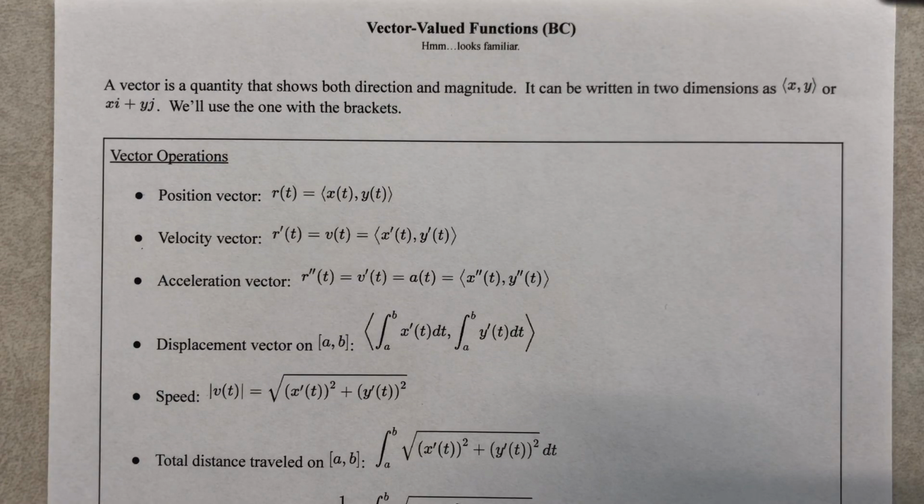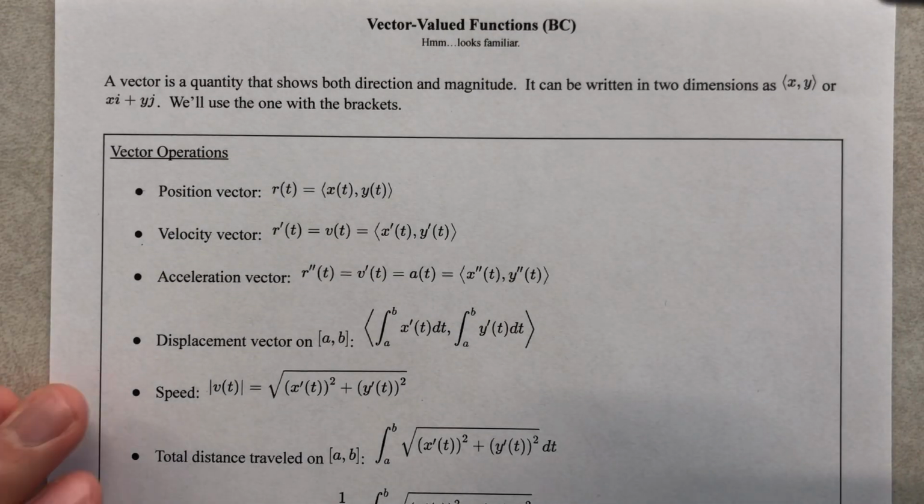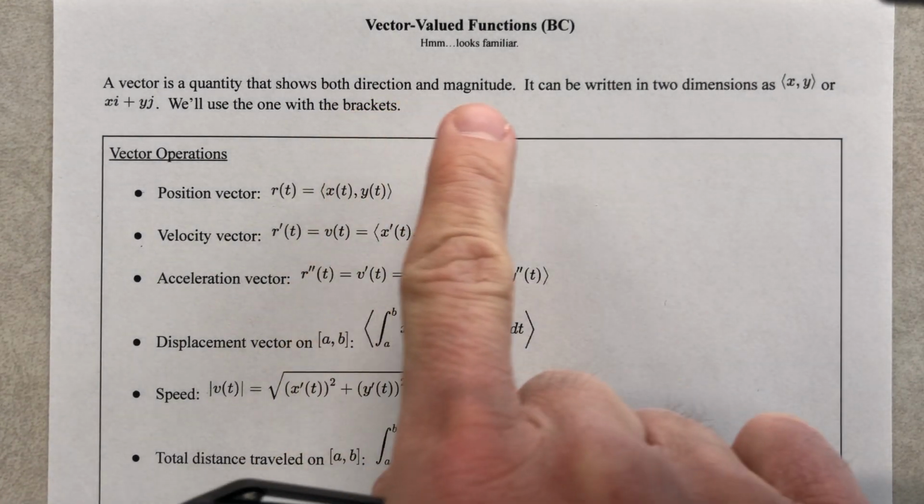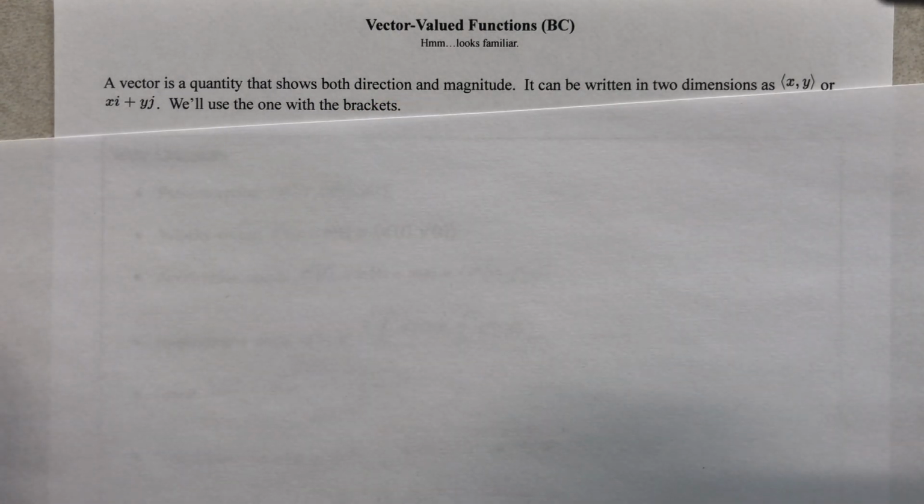Let's talk about vector valued functions. Now this is going to look very familiar. That's why I said that right there. And a vector shows both direction and magnitude. And I want to give you just a brief example of it.